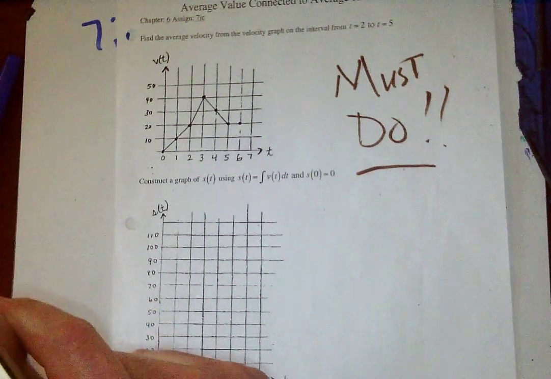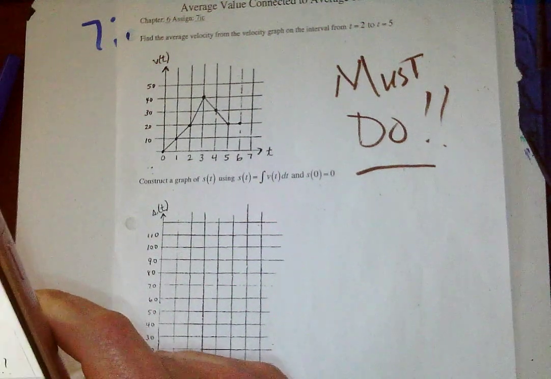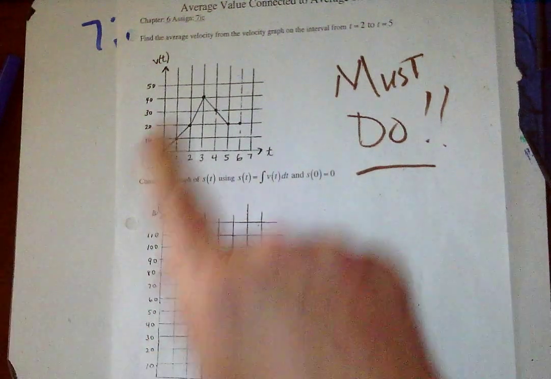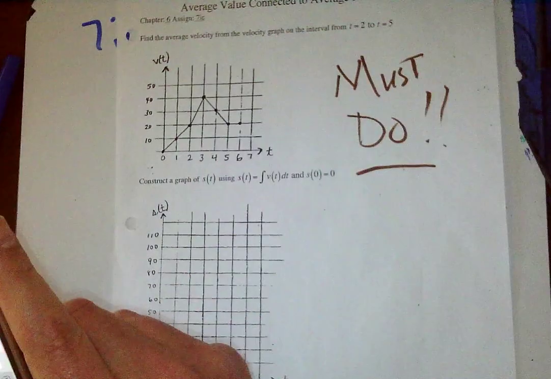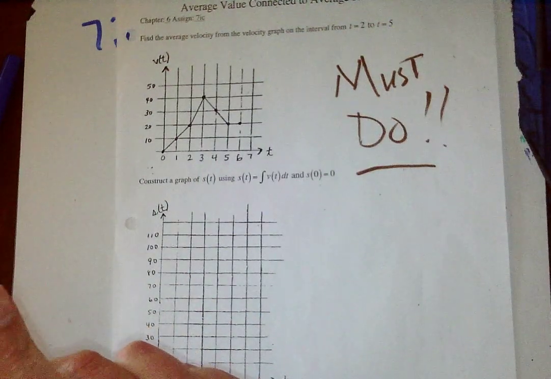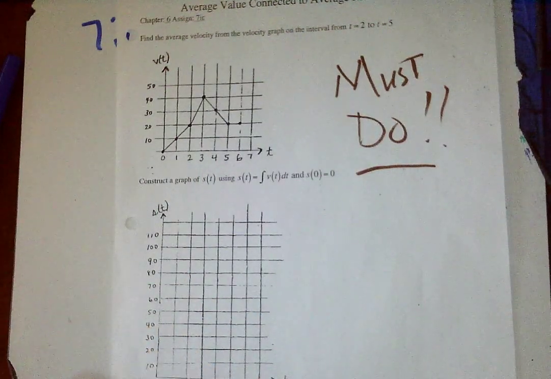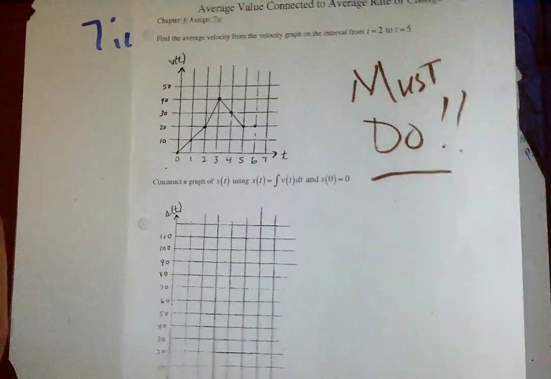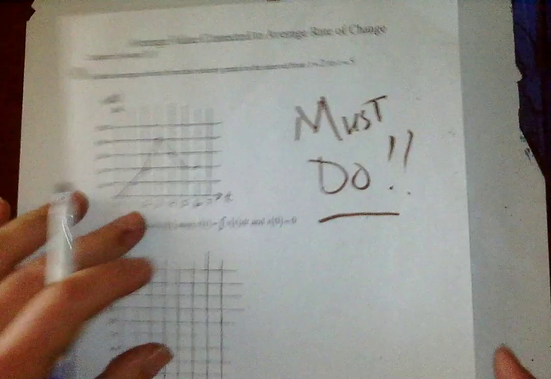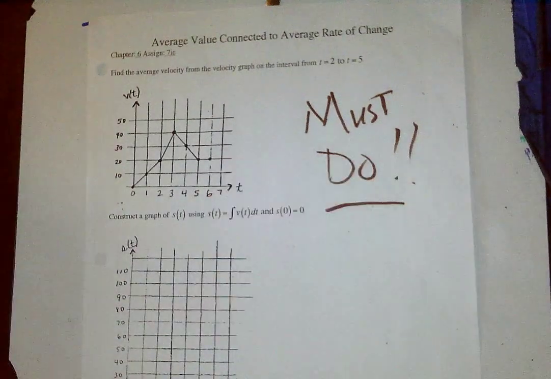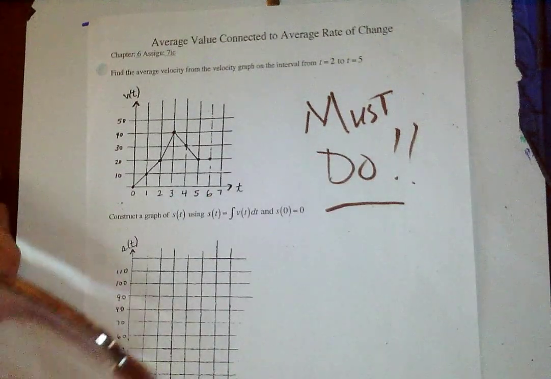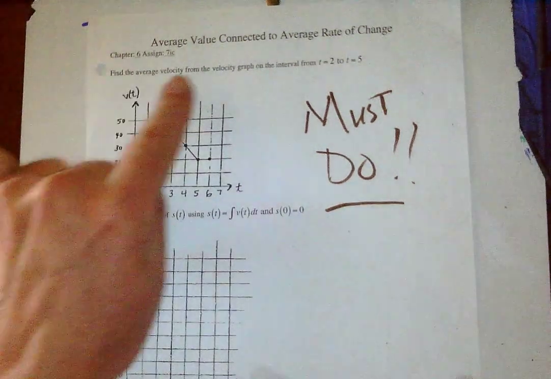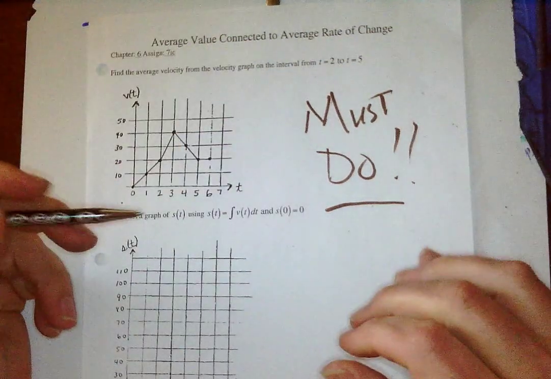All right, so we're going to start here with this, and it says average value connected to average rate of change. So I want to dig some more into that issue that we were dealing with in the last video. And by last video, I mean in the video for assignment 7. Okay, so now I'm going to do it here, and in the pen. Oh, I got a pen. Okay. Find the average velocity from the graph of velocity.